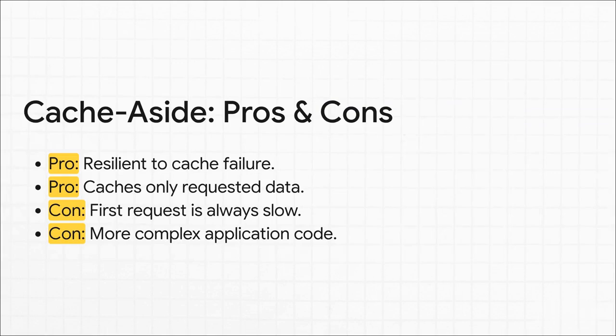So you can probably see the trade-offs here, right? The big pro is resilience. If your cache goes down, the app can still work, it'll just be slower. But the downside? The very first user to request any piece of data always has a slow experience. Plus, all that logic for managing the cache has to live right inside your application code, making it more complicated.